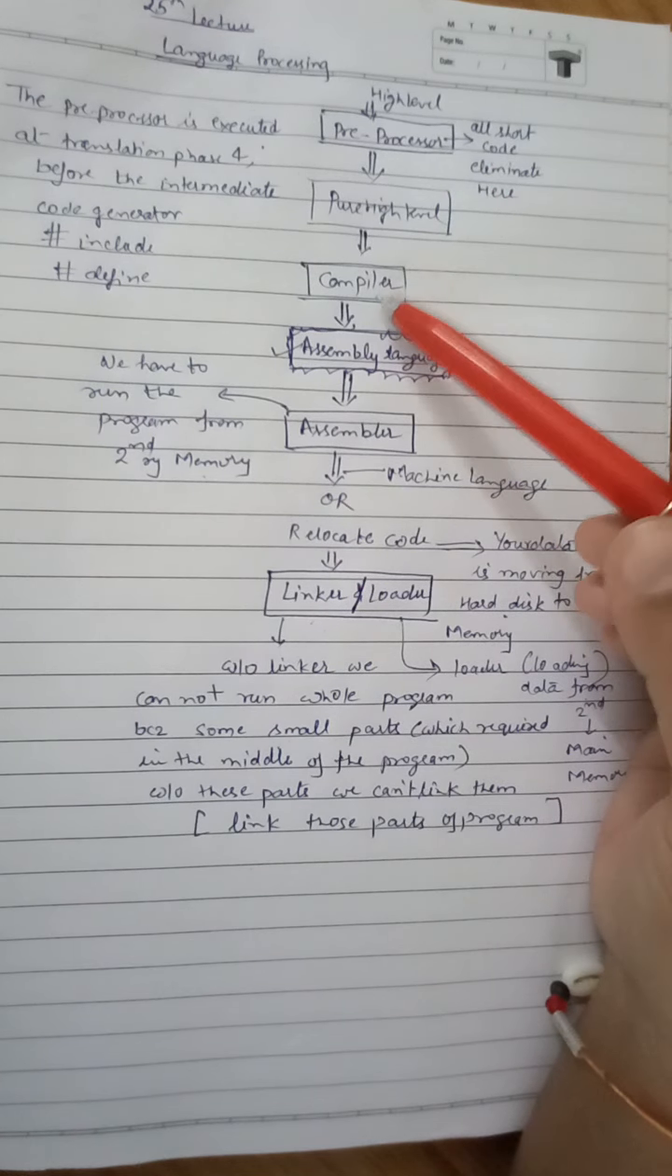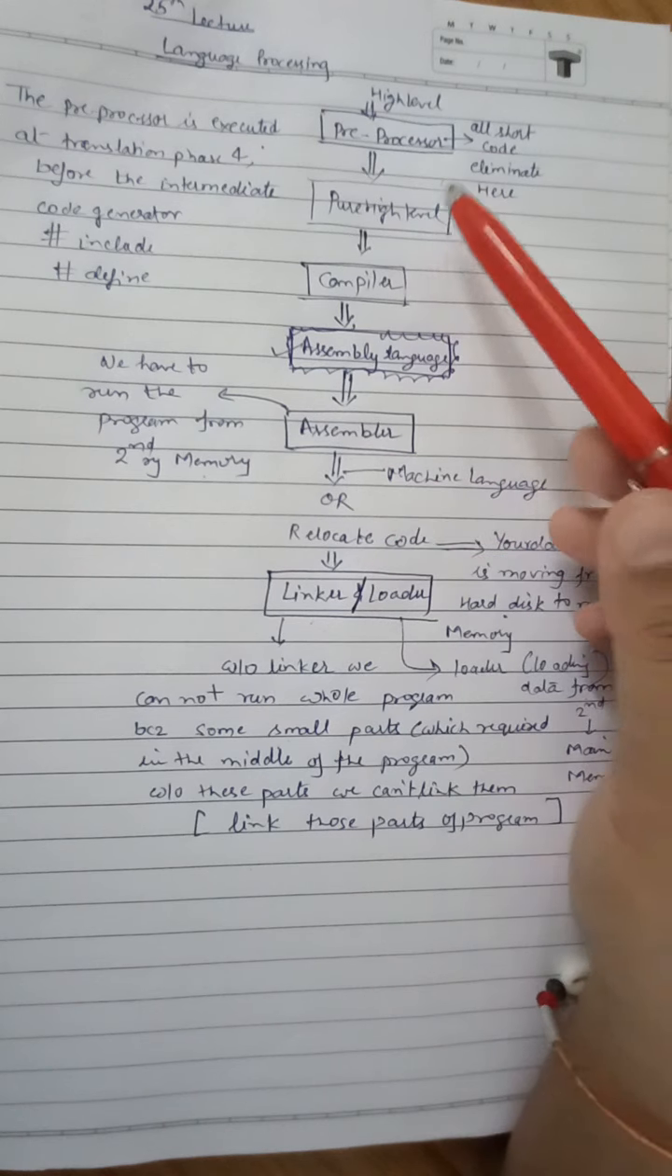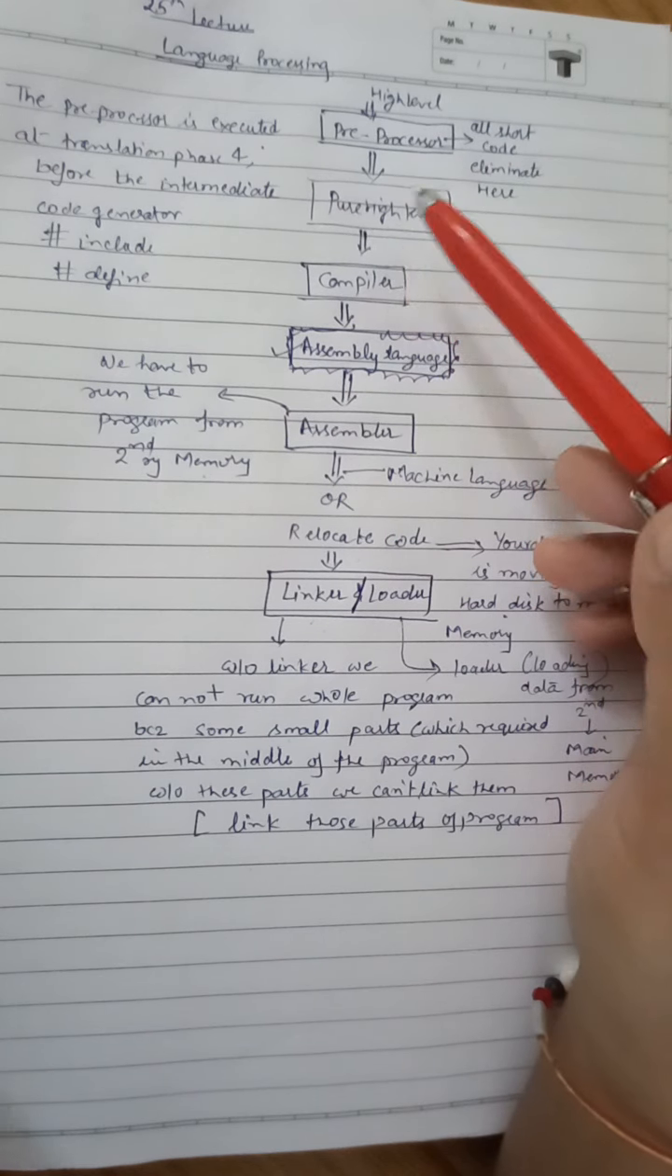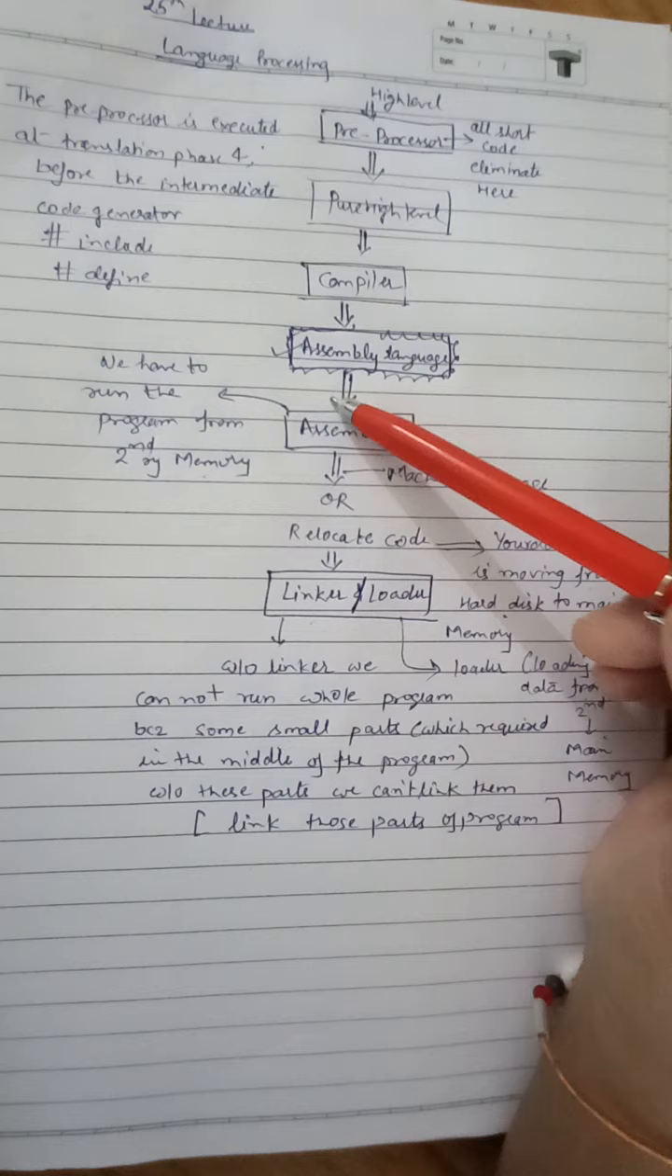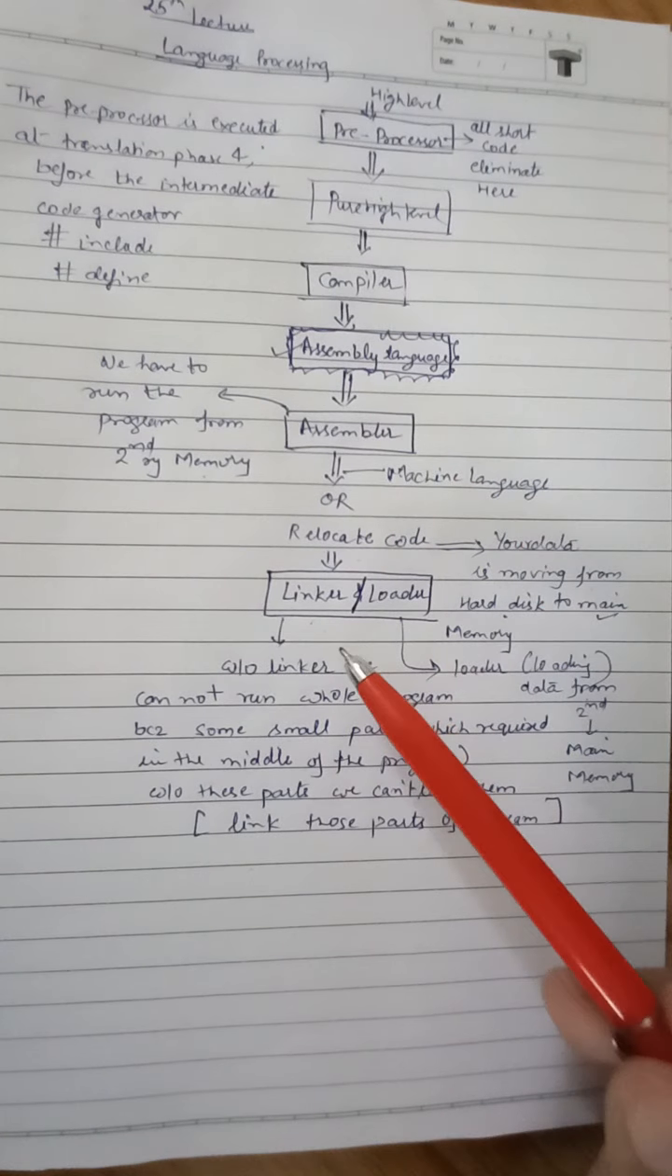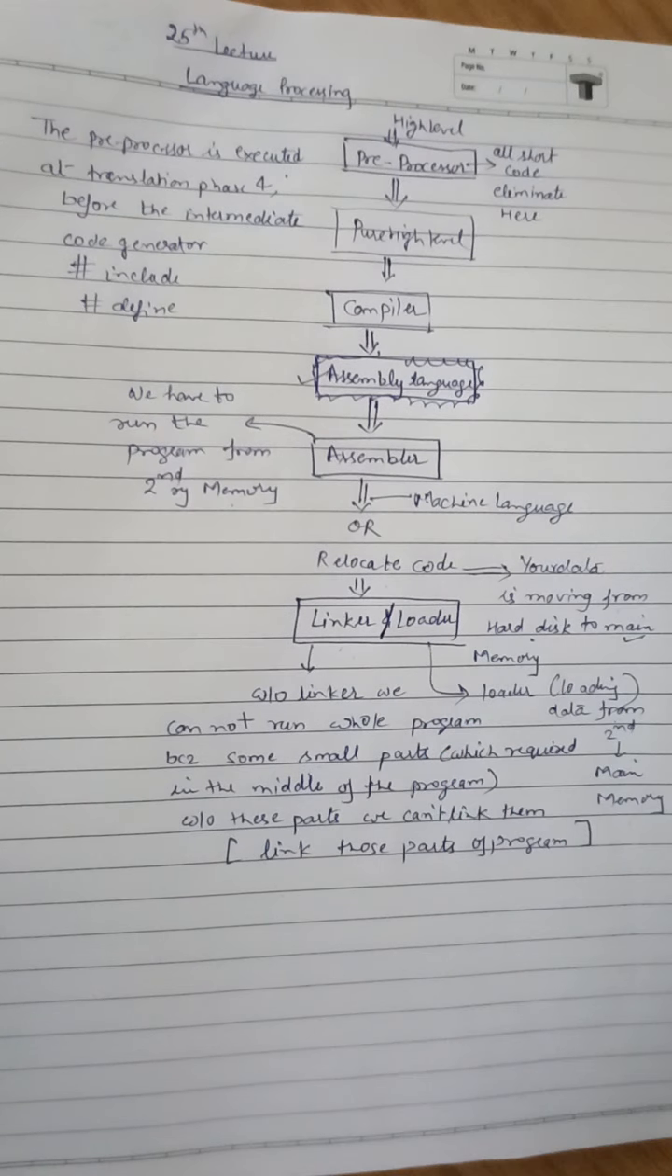And what are the other things coming in between? First the preprocessor, then purely high level language, then compiler to assembler, then assembler to linker or loader. In that way the whole program will run and we execute the whole program step by step.